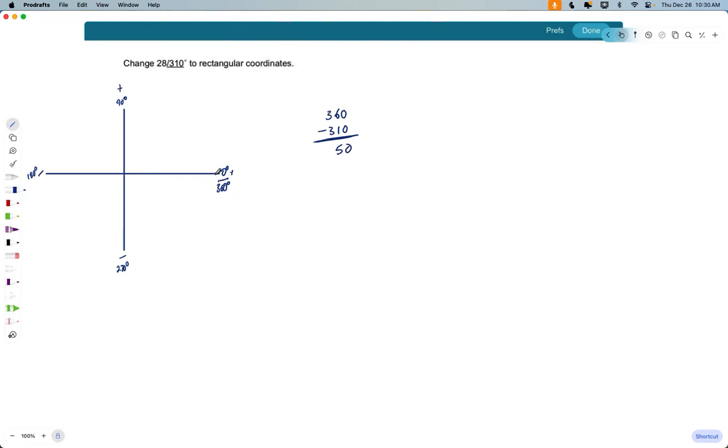We are going to start right here at this 360 and go backwards 50 degrees. So this is 50 degrees right here. And the length of the hypotenuse is 28, or the length of this vector is 28. This is the point where we live.